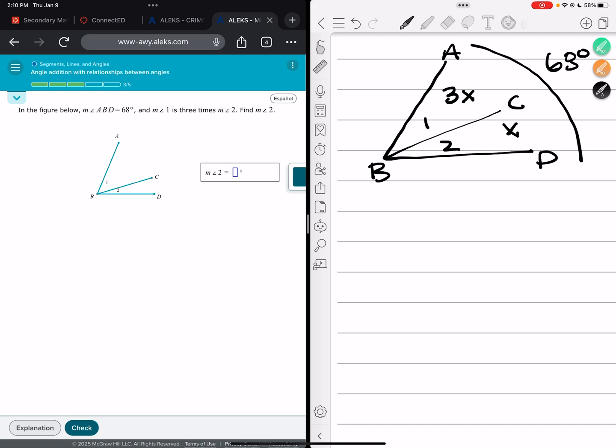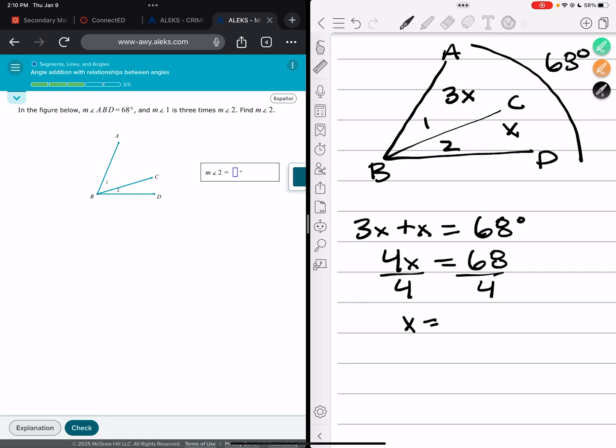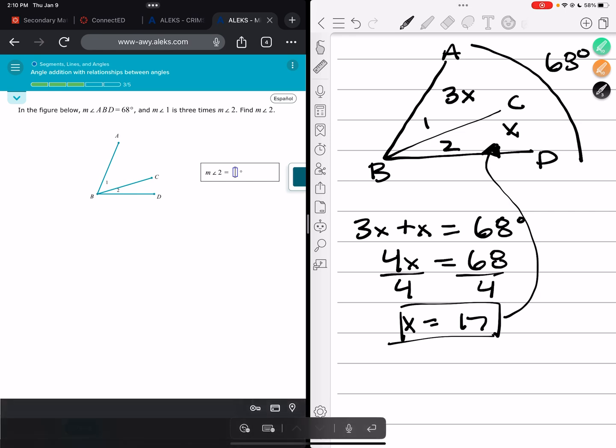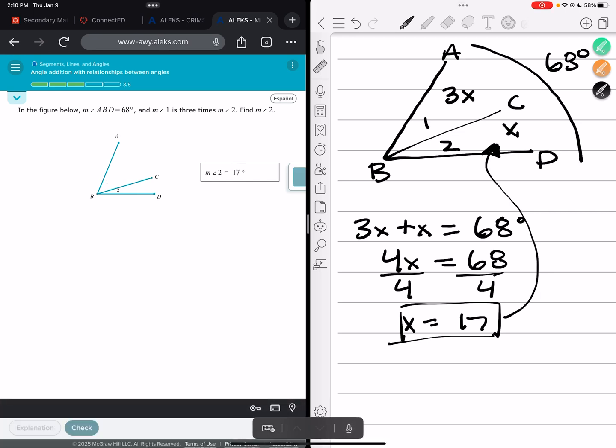Again, we can add those together, so we can go 3X plus X, and that equals a total of 68 degrees. To simplify, we can say that's 4X equals 68. Divide both sides by 4, and that gets me X equals 17. That means that's how big angle 2 is, which is actually what they're looking for. So I can just put 17, and I can check that.